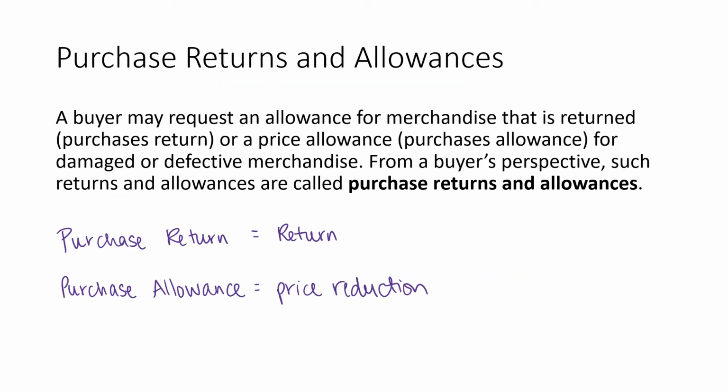So in addition to purchase discounts, there are also purchase returns and purchase allowances. A purchase return is exactly what it sounds like. It's where you purchase merchandise and then for whatever reason you return it. A purchase allowance is a price reduction typically for damaged or defective merchandise. So be sure you understand the difference in those terms.